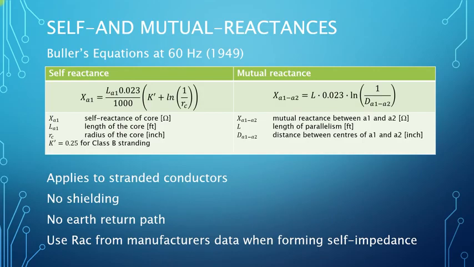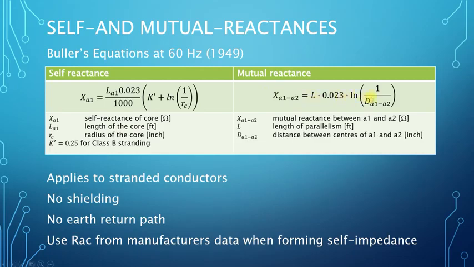The K dash term effectively takes account of the internal inductance of the conductor, that is the inductance associated with the magnetic field which is internal to the conductor, and this logarithm term is associated with the magnetic field external to the conductor.